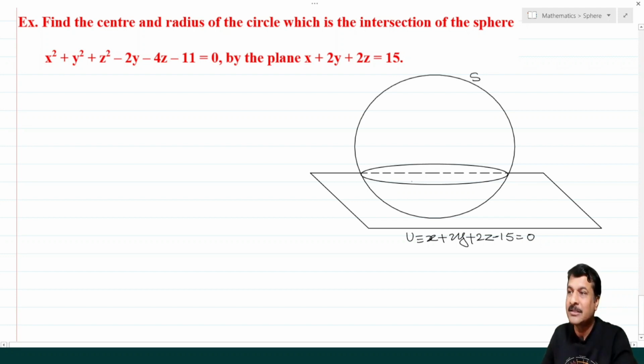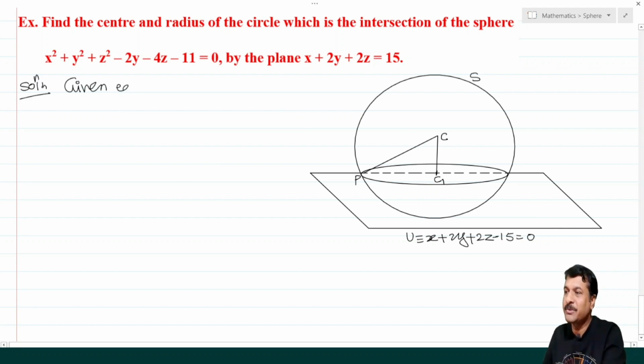Now this sphere cut by the plane means the intersection of sphere and plane. So you will get here one circle. The center of that circle, supposed to be C1, and the radius we want to find is PC1. So here is the center of the sphere. Now consider this type of triangle. So CP is the radius of the sphere.